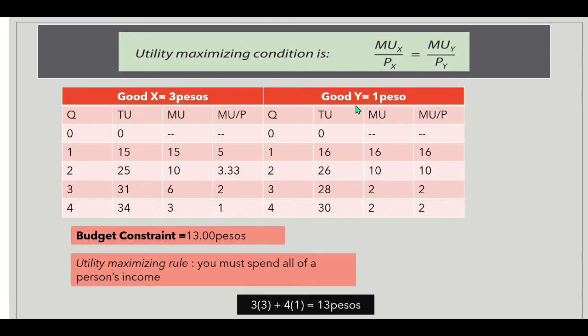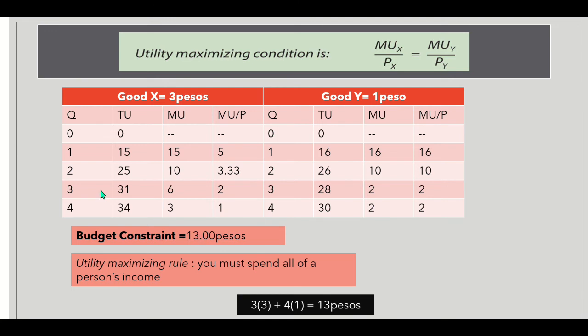So the next thing to do is look at the marginal utility per peso of 2 and see how I can spend my 13 pesos. If I buy 3 units of good X at 3 pesos, that is 3 times 3 is 9, so I already spent 9 pesos of my income, so I have 4 pesos left. Well, if I buy 3 units of good Y at 1 peso, I already spent 3 pesos of my income, so that is 9 plus 3 is 12, and I haven't satisfied my budget constraint.